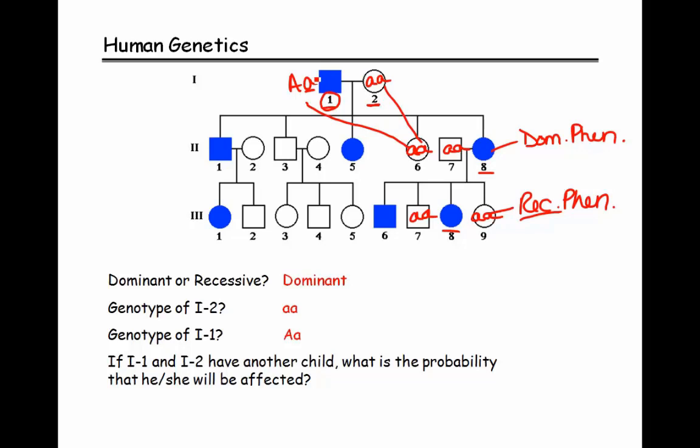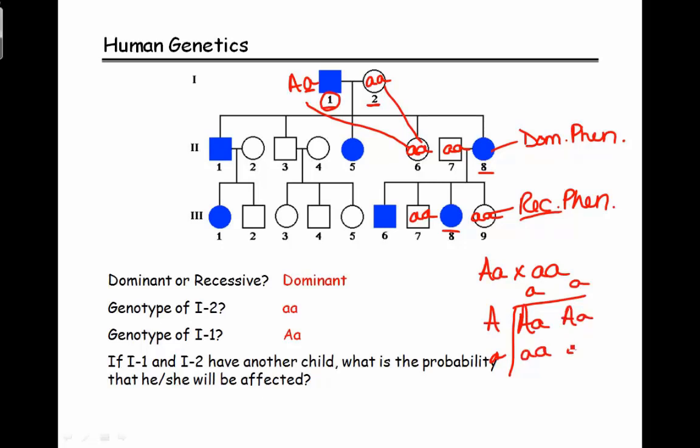So if those 2 individuals were to have another child, what is the probability that he or she will be affected? And by affected, we're saying in this one that this is a dominant pedigree. So we're saying what is the probability that their next child would be dominant? Well, this goes right back to what we did before. We know the parents. These are their genotypes. We just figured that out. And now all we have to do is draw the Punnett square and fill in the boxes.